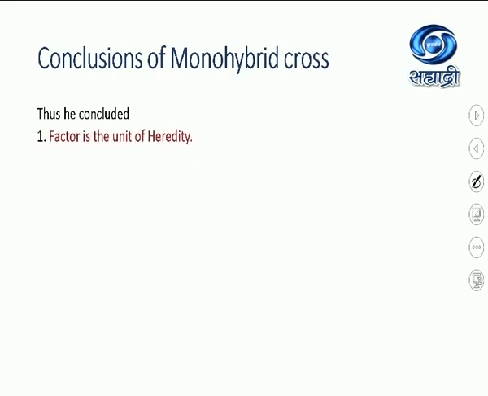Mendel concluded that the factor is the unit of heredity. He did not know what is going from the parents to the offspring, so he called that term a factor, which is passed from the parents to offspring. Characters like height, seed shape, color, are inherited separately.